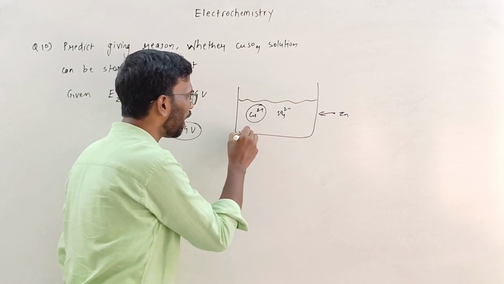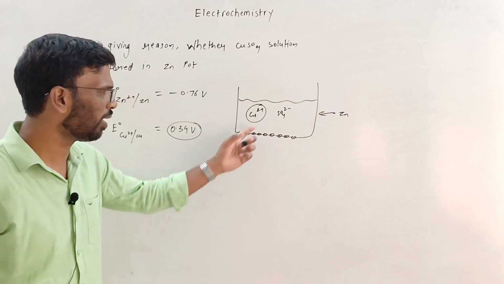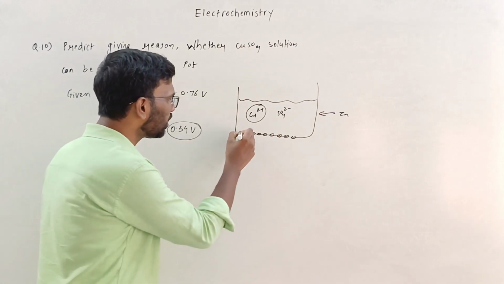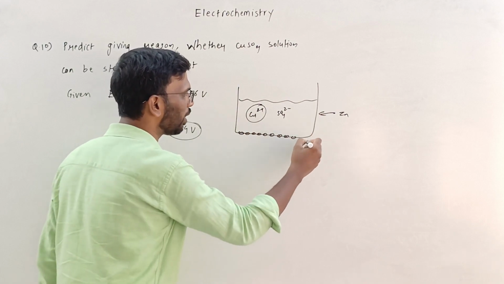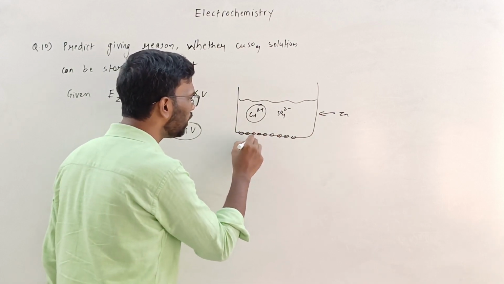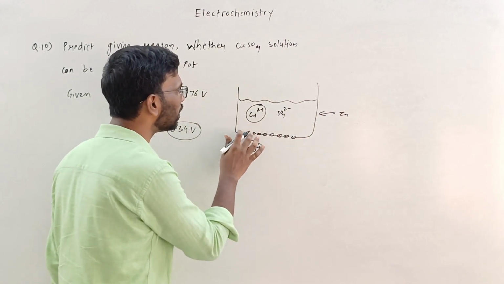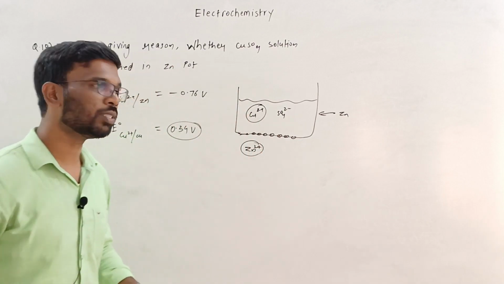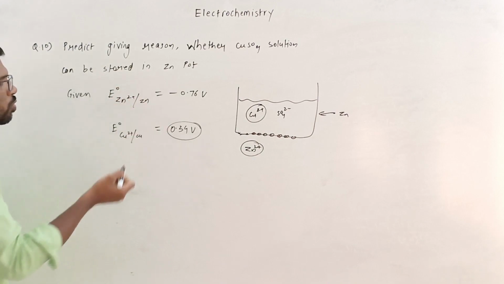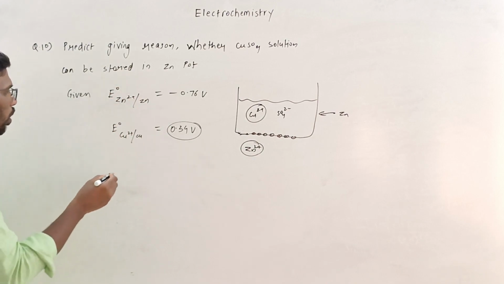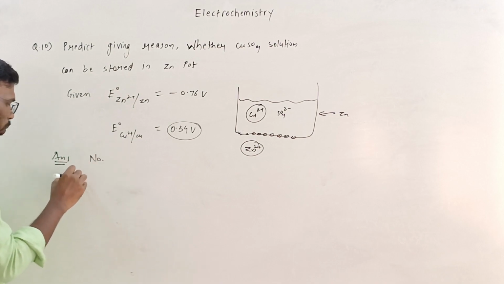Let's say these are the atoms of the Zn. The boundary of the vessel is made up of zinc atoms, right? So this zinc atom will get converted to Zn2+. Once it gets converted to Zn2+, it will start going into the solution. That means it will create holes in the vessel. So that's why I cannot store a copper sulfate solution in a zinc pot. So what will be the answer for this? Answer is no. And what is the reason?